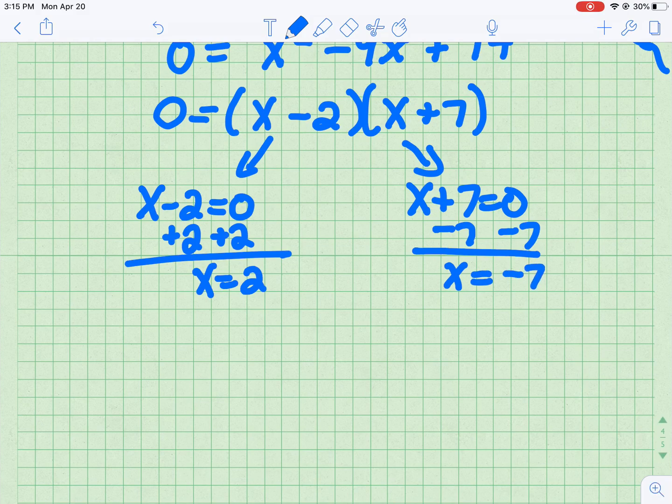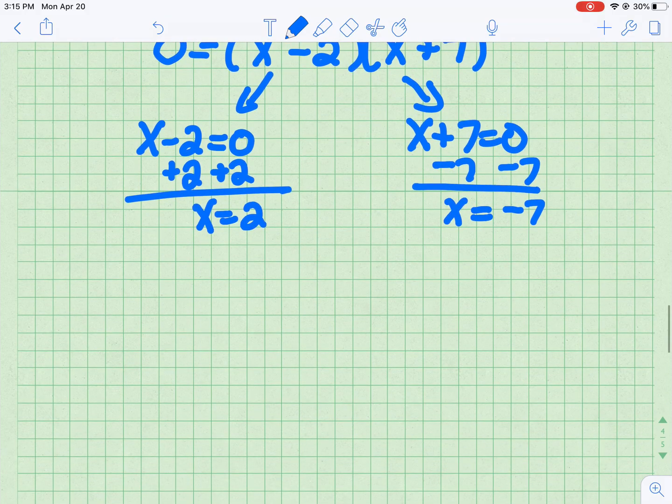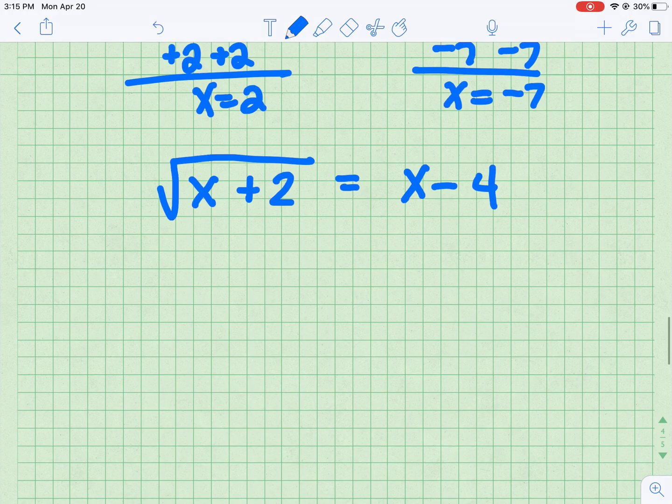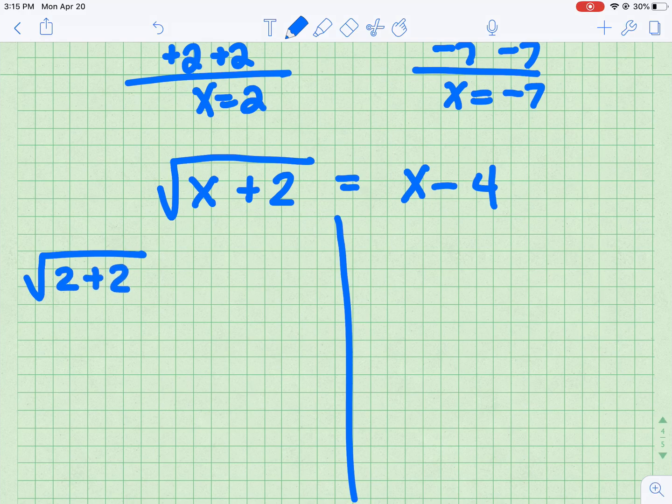Now this is where we have to check it. Now this time you're right. We have to check it twice. So get over yourself. Here we go. Let's go back to our original problem. The square root of x plus 2 equals x minus 4. But we're going to check it twice because we have 2 solutions to see if it's true. In the first one, we're going to do square root of 2 plus 2. Is that equal to 2 minus 4?